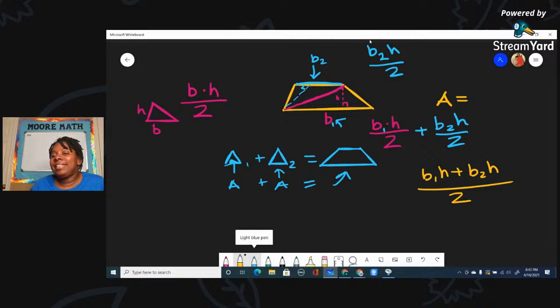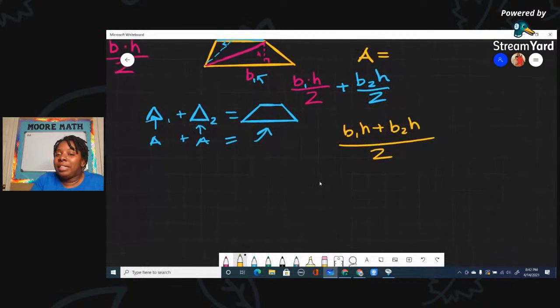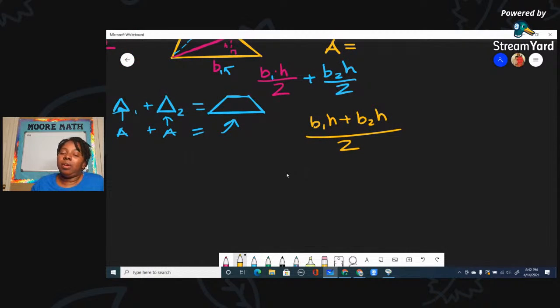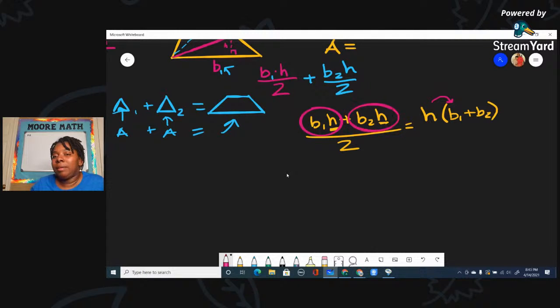And then they said, well, I want to take out these h's because it's a lot. So they factored out an h and said, I'm going to put this h on the outside since they both have an h. And that left us with b1 plus b2. Because, watch this, if I use the distributive property, b1 times h, I get right back here. b2 times h, I get right back here. So that's how they came up with this formula.